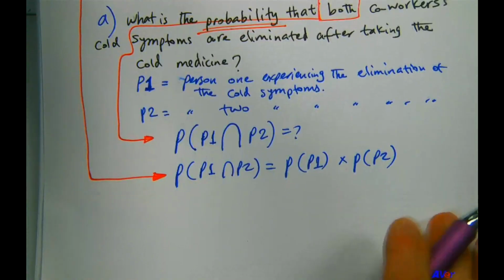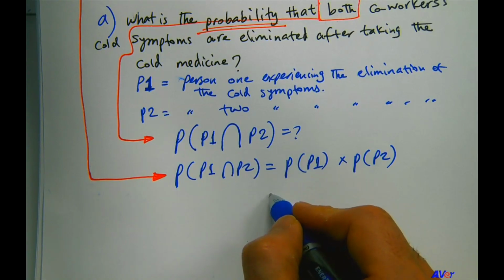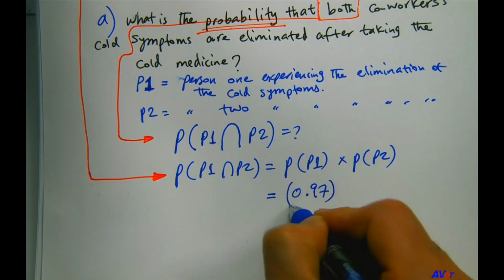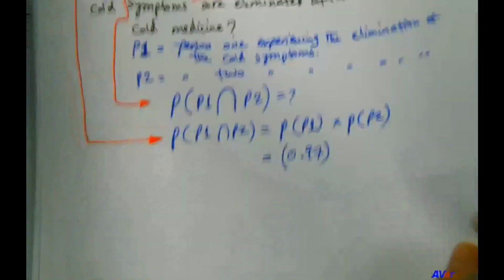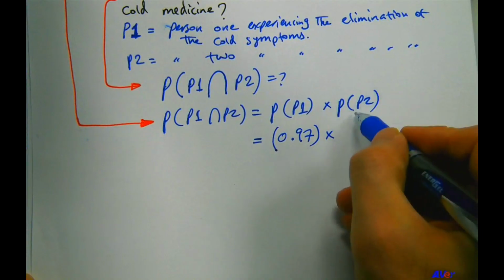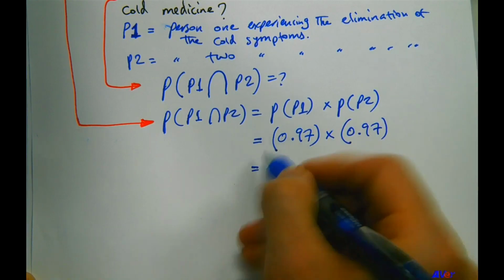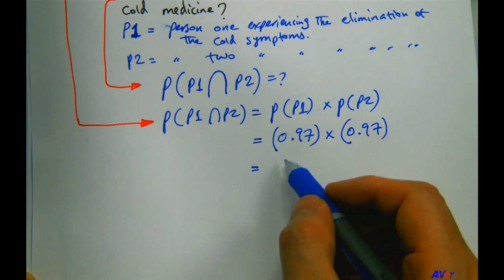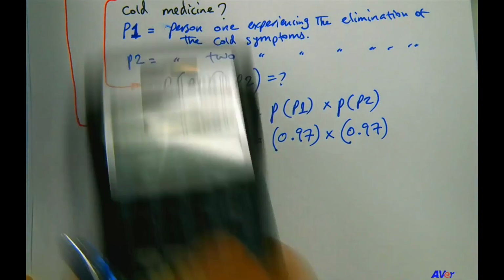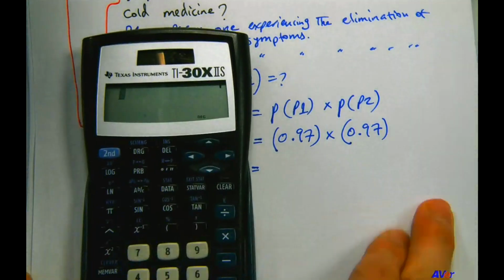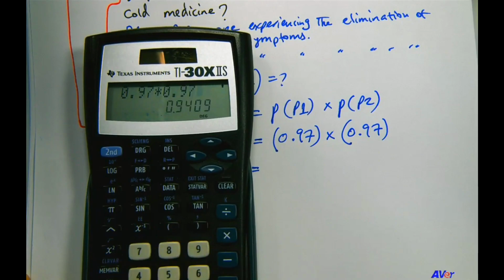Okay, so we know that the probability that this individual feels relief from cold symptoms is 0.97, or 97%. And times the same probability for the next person who takes it, right? So the probability that both of them feel relief from the cold symptoms would be the product of those two probabilities. So let's do that here: 0.97 times 0.97, and we get that quantity.